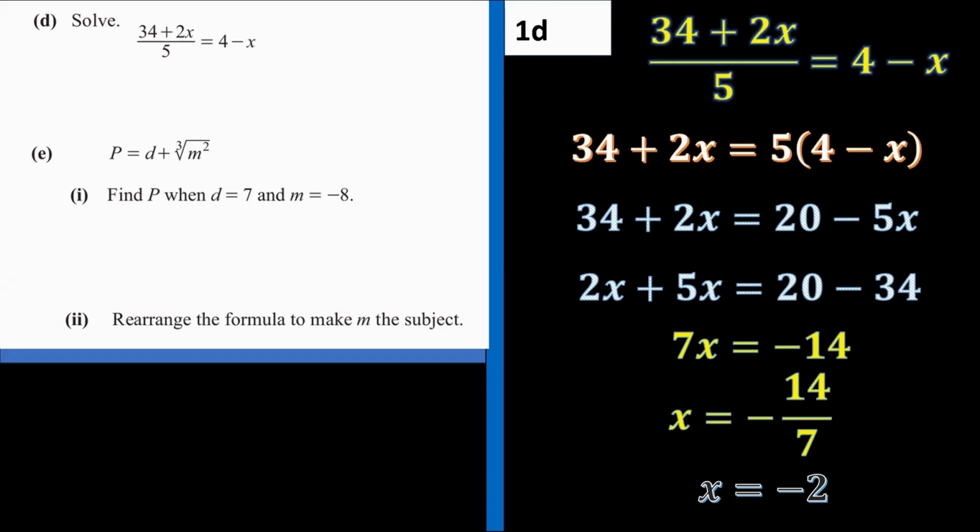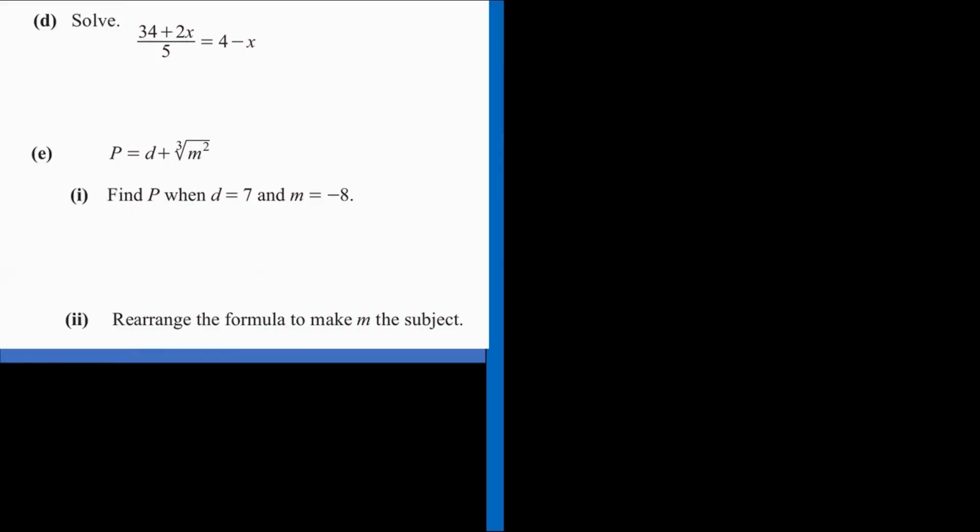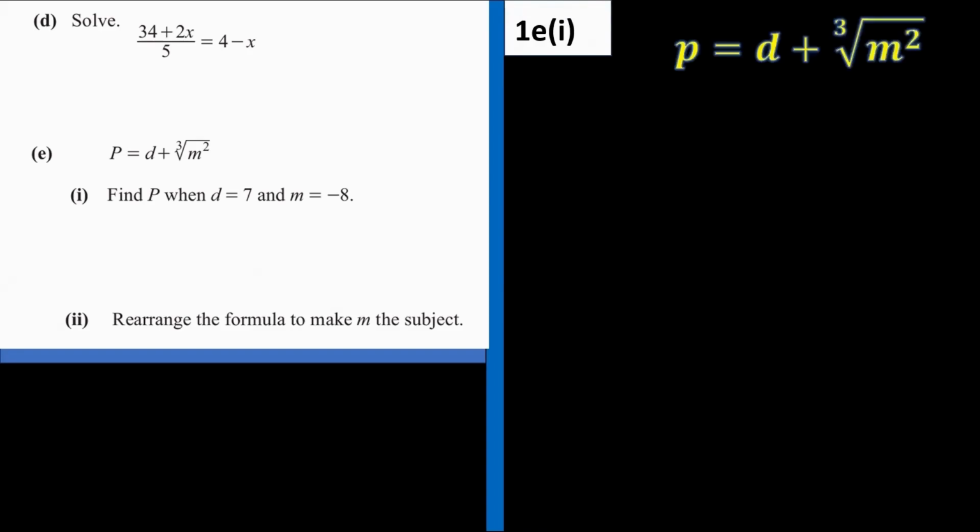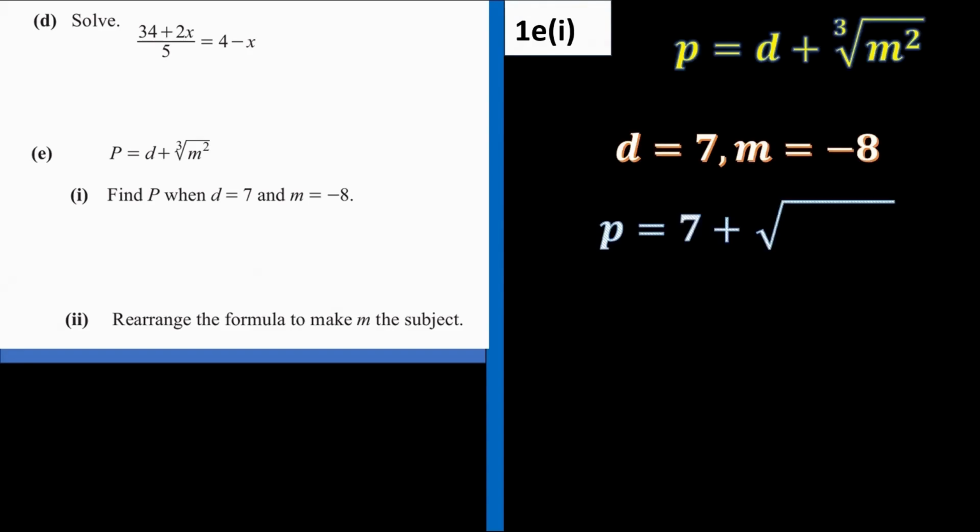Now, we are moving on to E. Here, what are we asked to do? For E, we are to substitute. We are given P equals D plus the cube root of M squared, and we are asked to find P, that is the numerical value of P when D is 7 and M equals minus 8. That's what we want to do here. And so we line up the values given and we are going to key them into the formula.